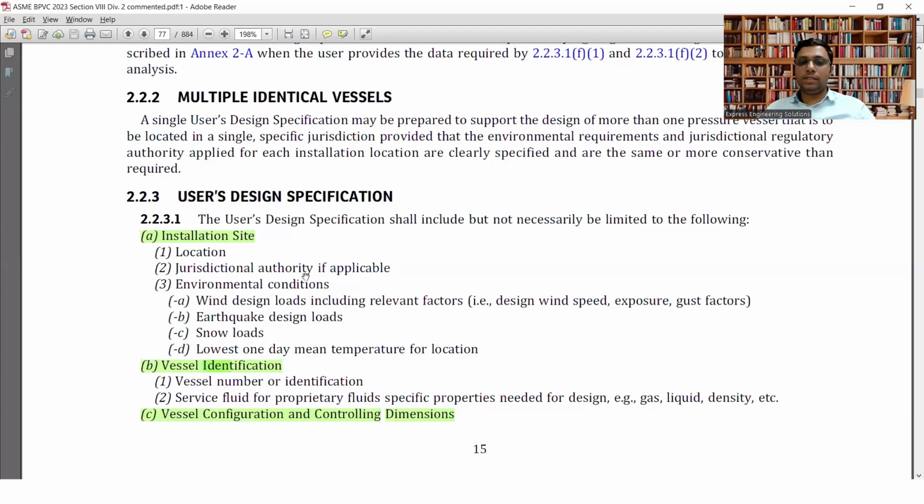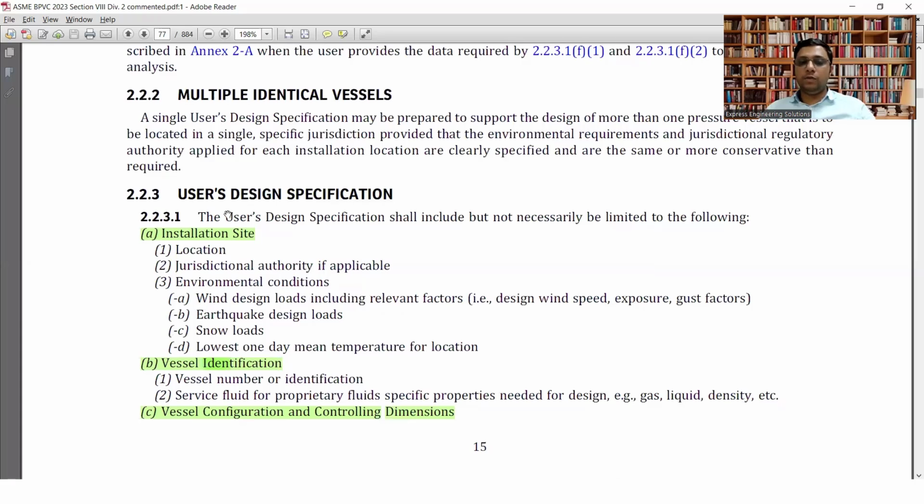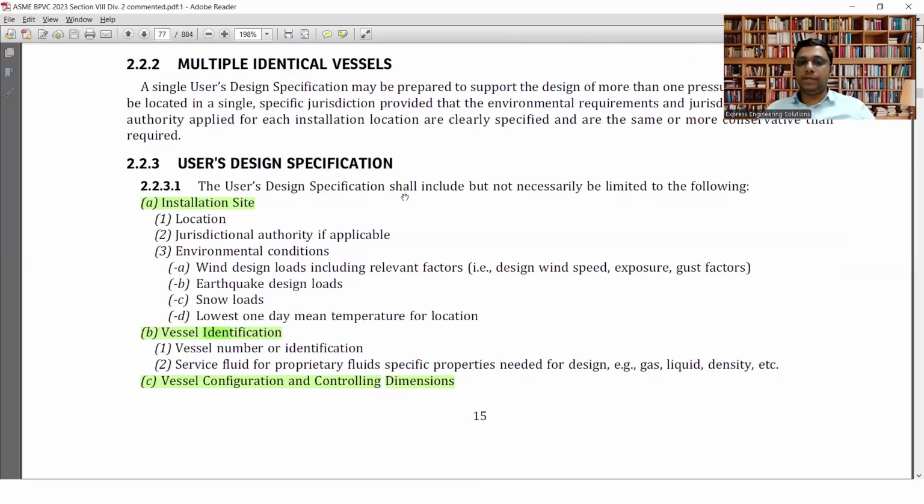So what are the things which are mentioned over here? The user design specification shall include but not necessarily be limited to the following. Means the following information should be given, but apart from this information mentioned in the code, if there are some other loadings or applications required, then those also need to be mentioned under UDS. So the following things are necessarily to be mentioned. So what are those things?